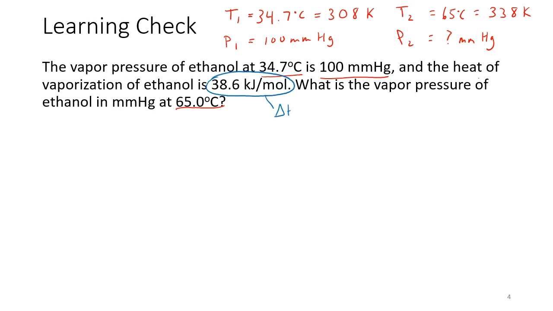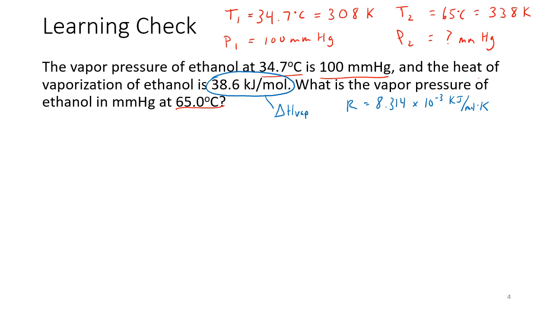This is our delta H sub vap. That's how much energy is required to convert ethanol from the liquid state to the gaseous state. R, our gas constant, can be written as 8.314 times 10 to the negative third kilojoules per mole Kelvin. We want R to be in kilojoules per mole, so it cancels with the enthalpy of vaporization, which is also given to us in kilojoules per mole. The other alternative would have been to convert delta H into joules per mole first.